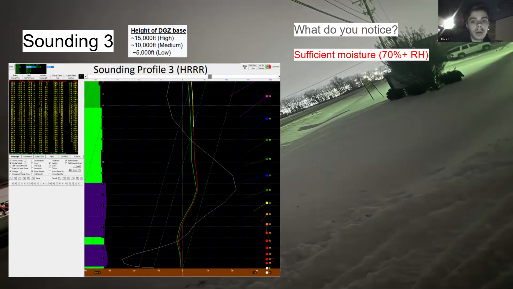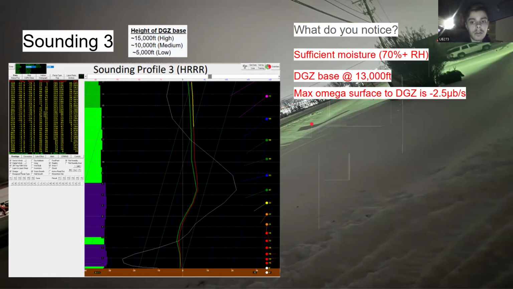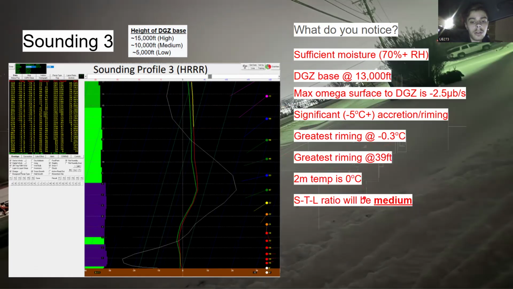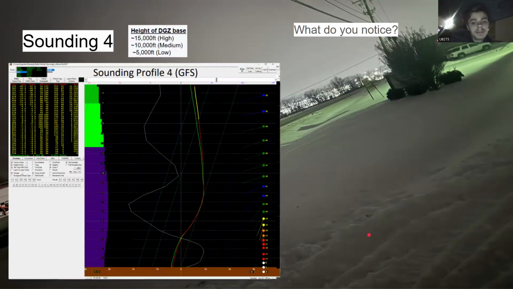All right, this one, DGZ base is a lot higher this time, -2.5 millibar per second omega, significant accretion or riming based on these values. Greatest riming at -0.3 Celsius, 39 feet. So that's kind of boring, but again, this is medium or moderate in this case.